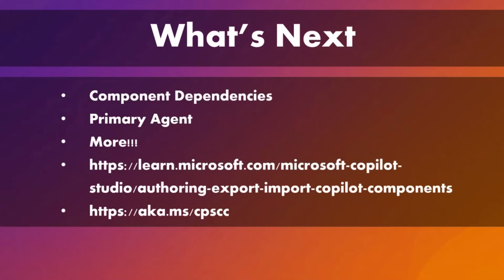Take care. Okay, so what's next coming up in this series? We are going to talk about some dependencies because there is a dependency chain that you want to be aware of. There's also something called primary agent. This is a good example of creating some exclusivity and more.